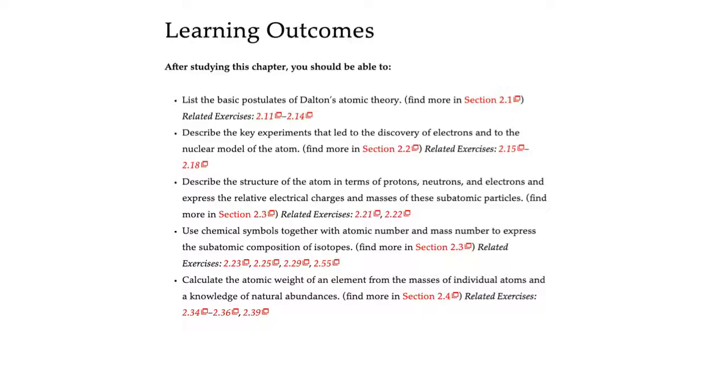So as we look through our learning objectives in this chapter, we're going to want to look at what Dalton's atomic theory is and understand that. Look at the key experiments that led to the discovery of the electron and the nuclear model of the atom.